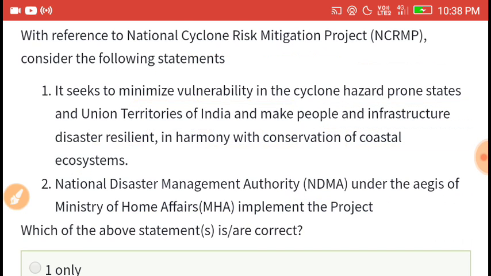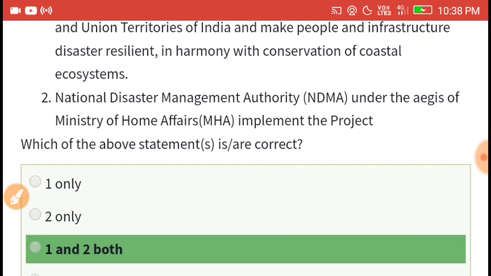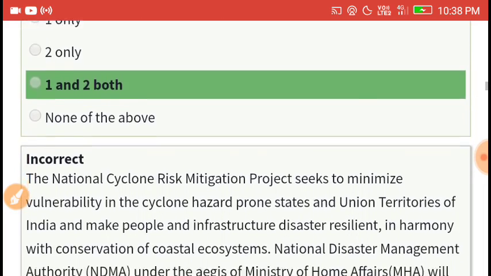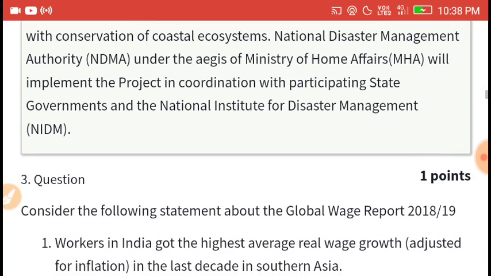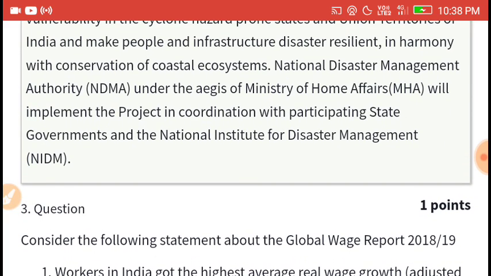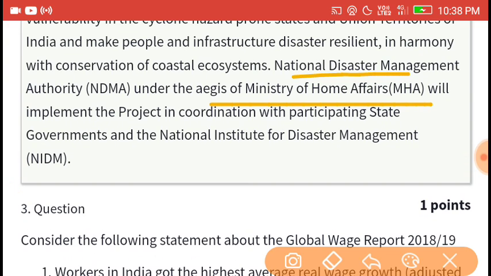So which is correct? Both 1 and 2 are correct. The National Disaster Management Authority comes under the Ministry of Home Affairs and implements the project in coordination with the participating state governments and the National Institute of Disaster Management.